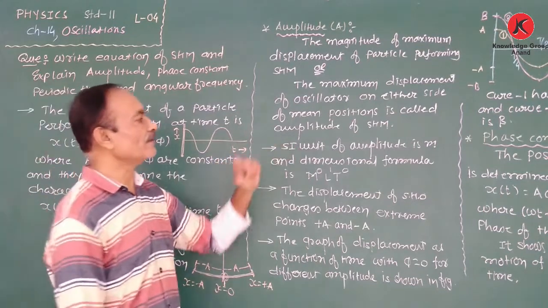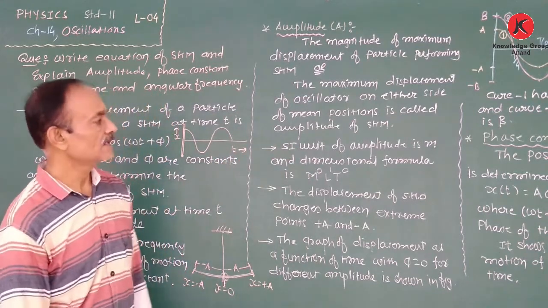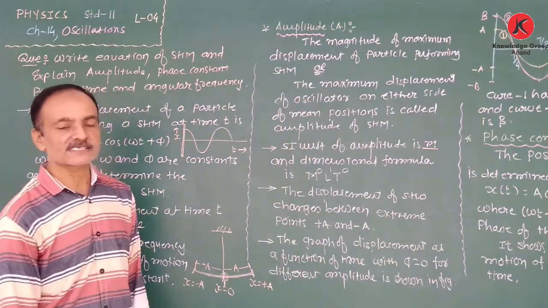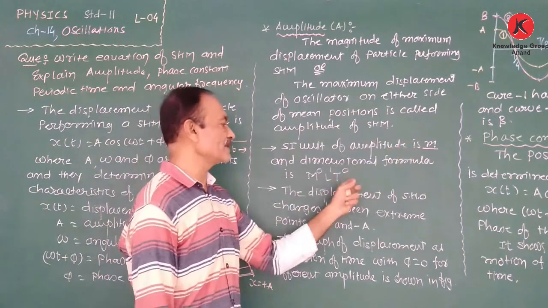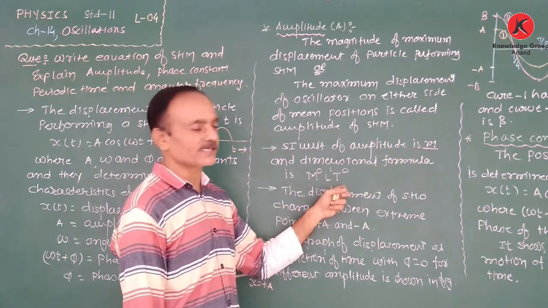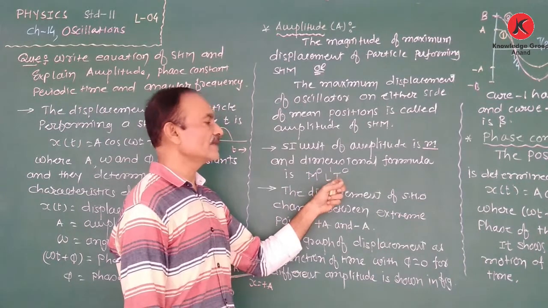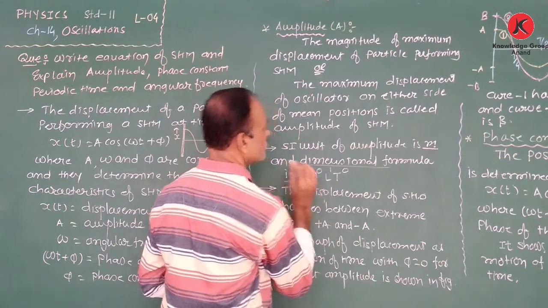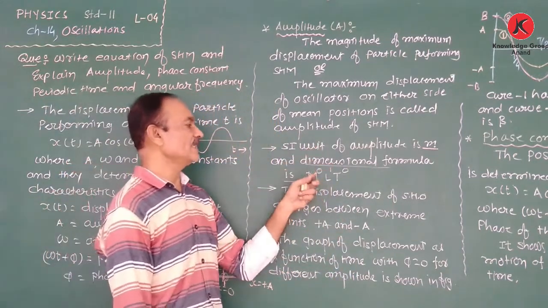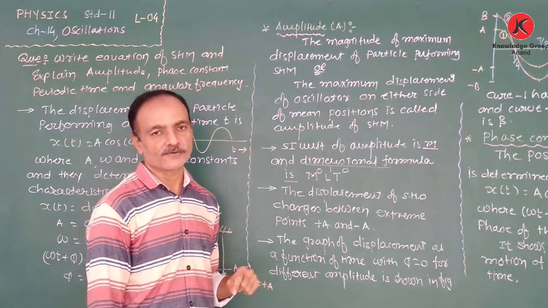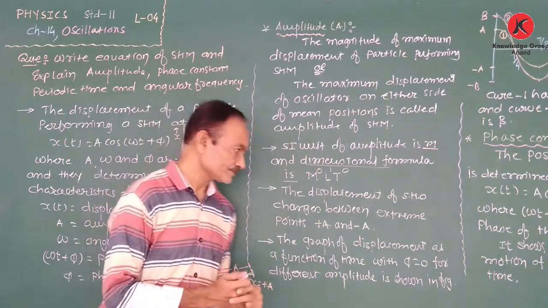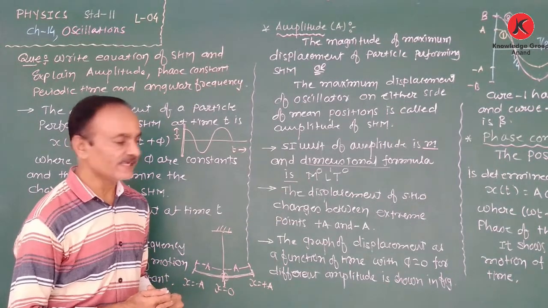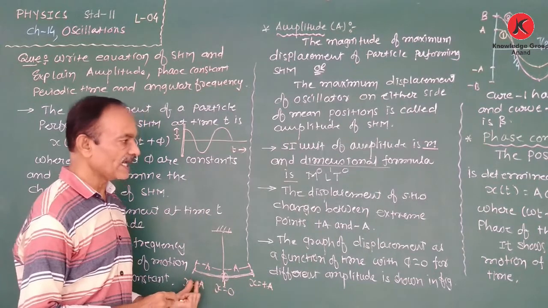The SI unit of amplitude is the meter, because it is measured as a length. The dimensional formula: only the length unit is measured, therefore the mass exponent is 0 and time is 0, so M0 L1 T0. Again, the dimensional formula of amplitude is M0 L1 T0. Clear? Okay.